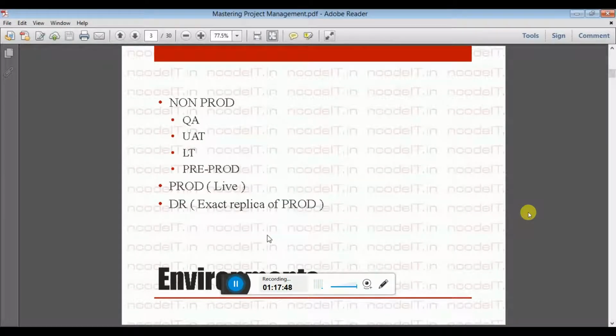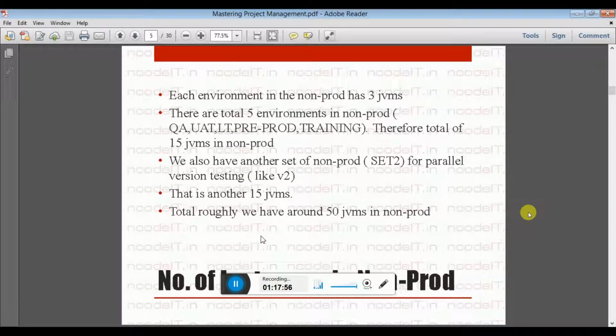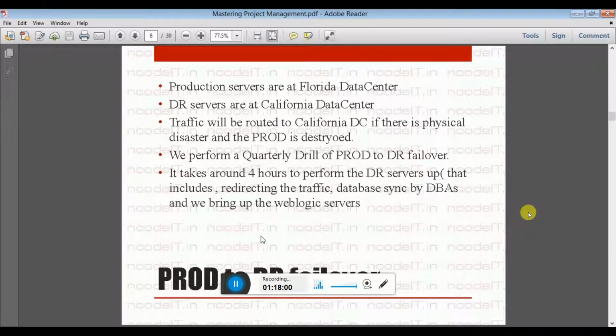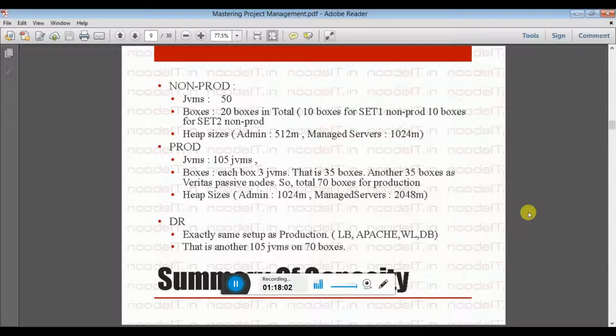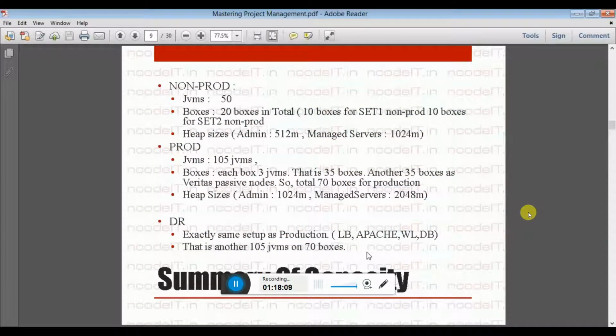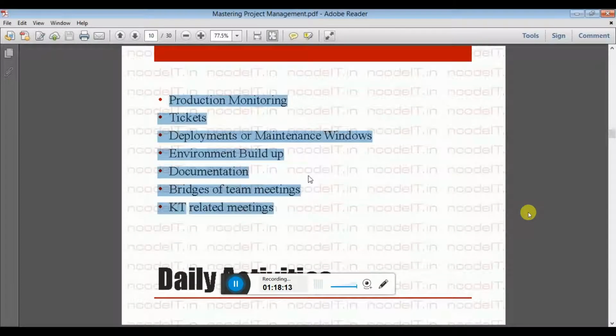Alright, then these are the environments. One thing we're still missing, the training thing, so add it. This is the architecture, given clearly and nicely in a different video. So these are architectures, number of instances, production to DR we talked about, summary of capacity. Make sure you take a sheet of this one. Then daily activities, mark this up. Alright, production monitoring, tickets, deployments, maintenance windows, environment build-up, all that stuff.